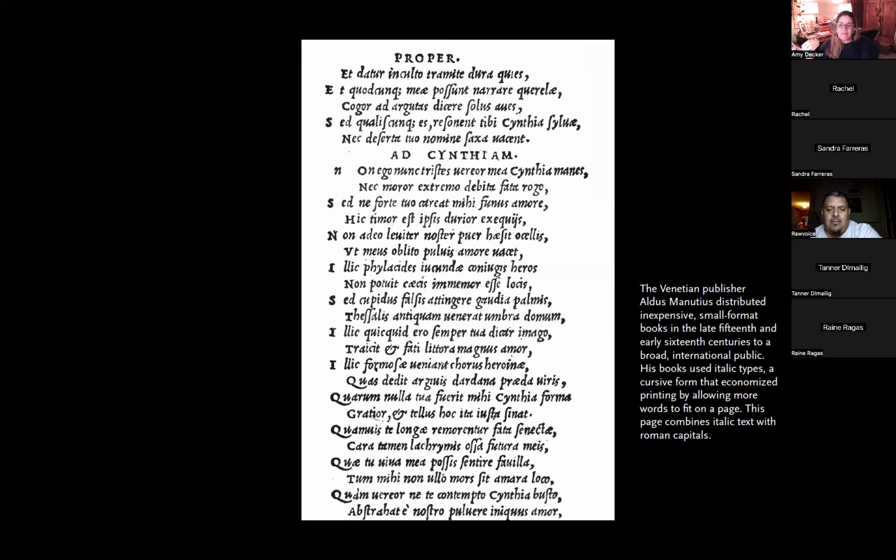Papyrus is what they were using. These were small little books. They wanted to sell as many as possible. The key was how many words can we get on a page? They wanted to make it as cost effective as possible. So you could get more words on a page if they were using this italic typeface.